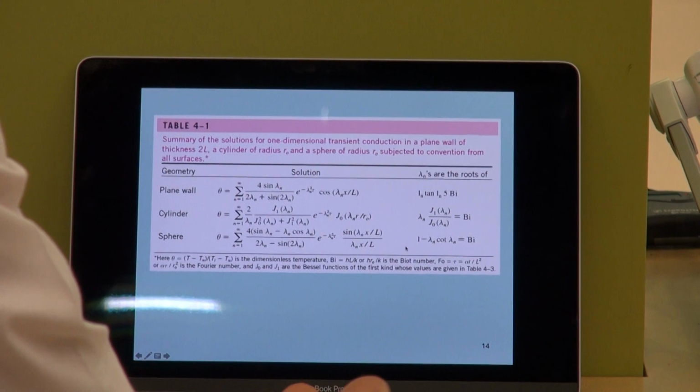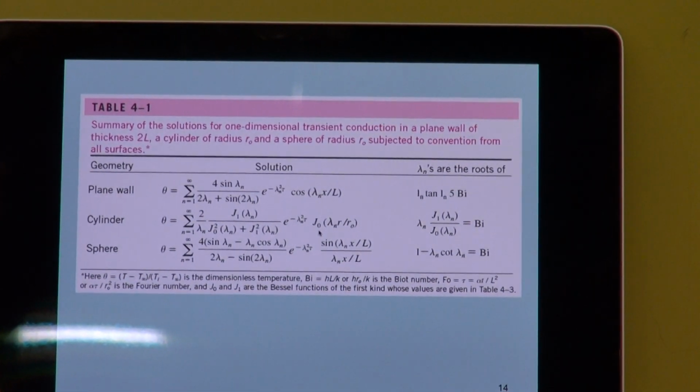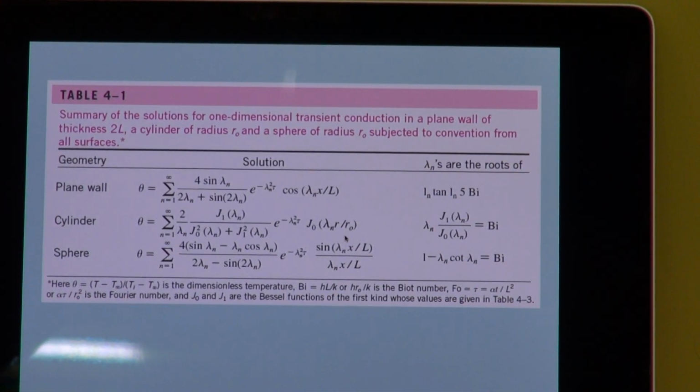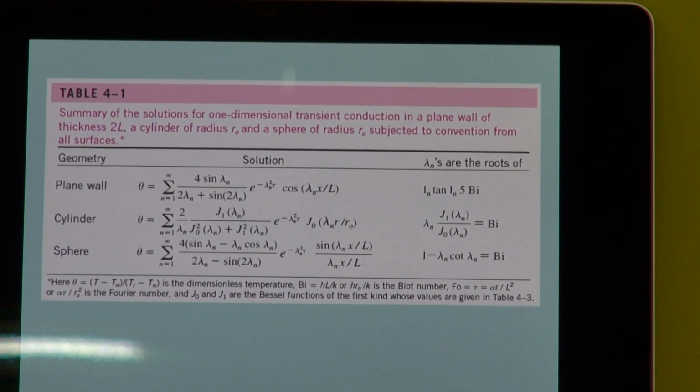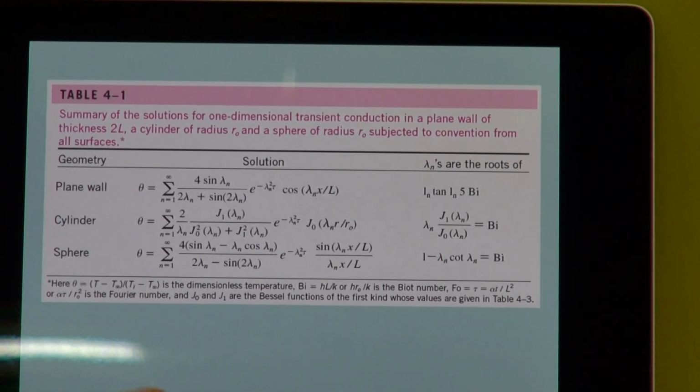Firstly, there is a J0 value in there, as well as a J1. There's J0 and J1. Who of you can remember what that is? It is the solution of the Bessel functions. Okay? I'm going to explain it to you just now.